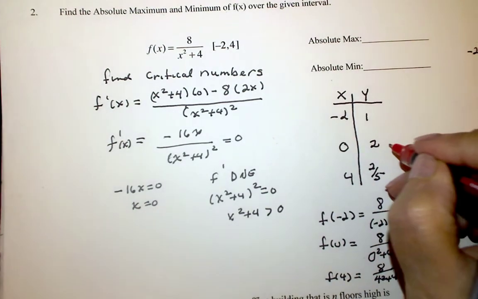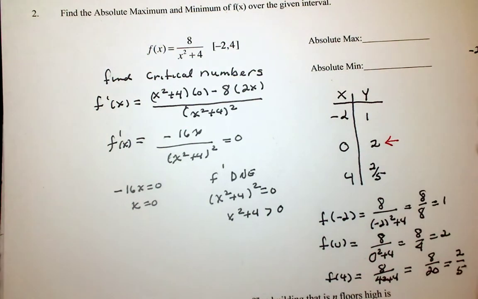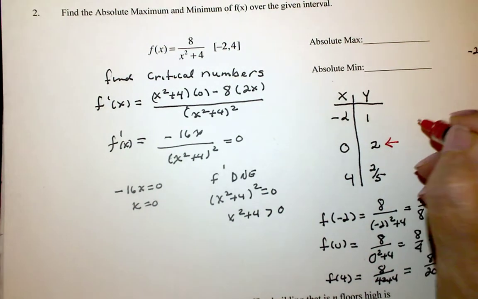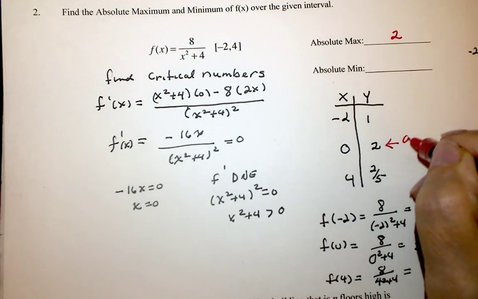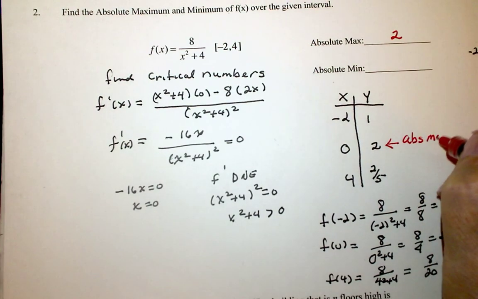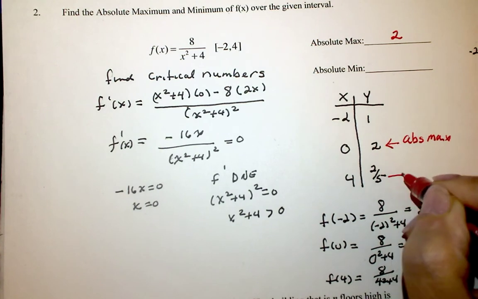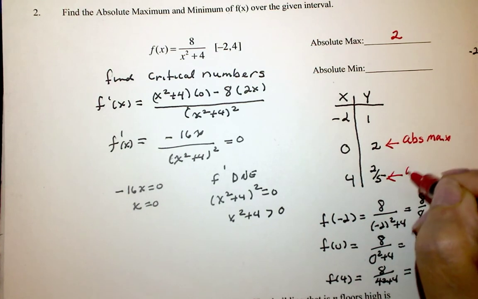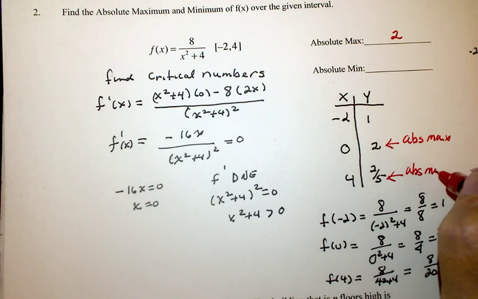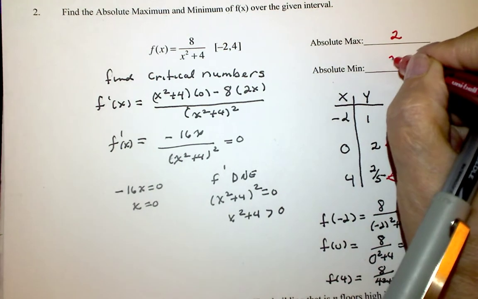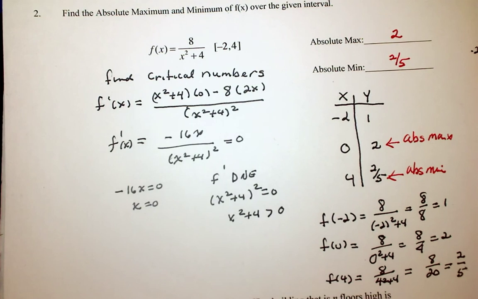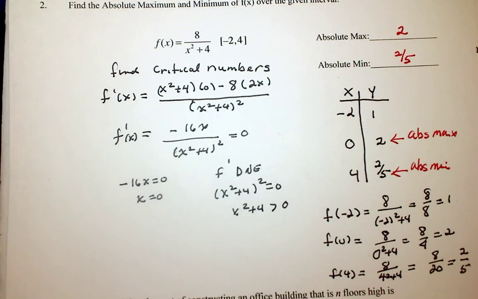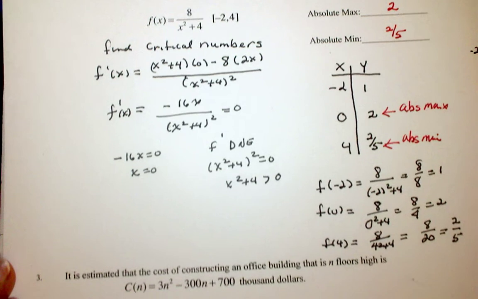Now, the biggest this guy gets is 2. The smallest this guy gets is 2/5. So absolute maxes and mins are y values, unless in the application problem it asks you for something different.